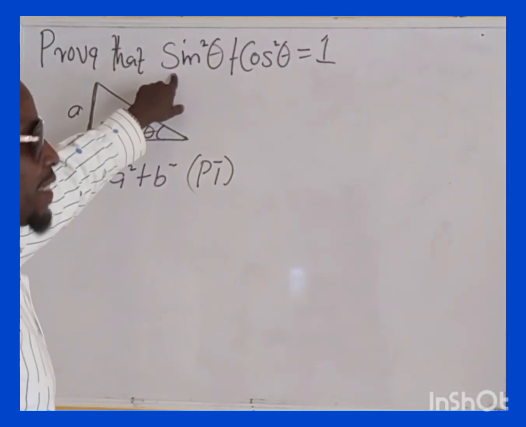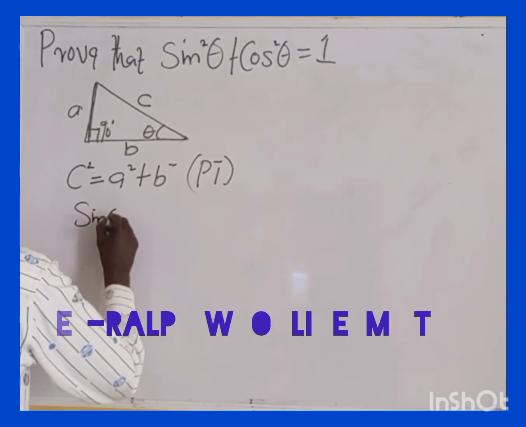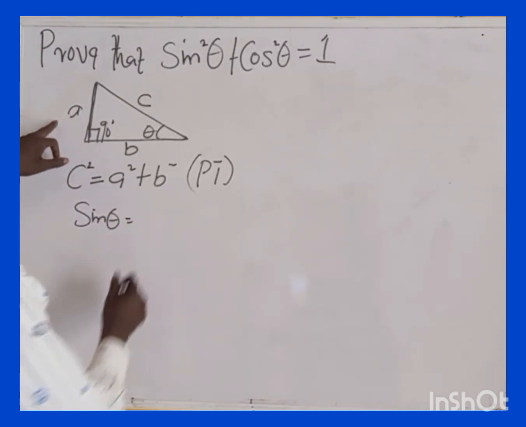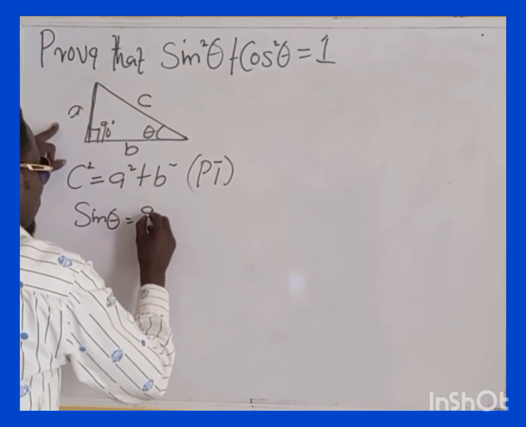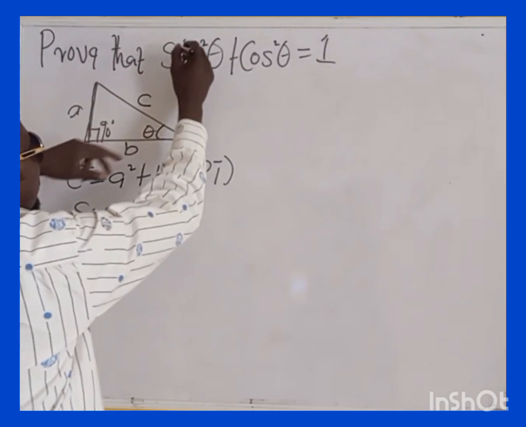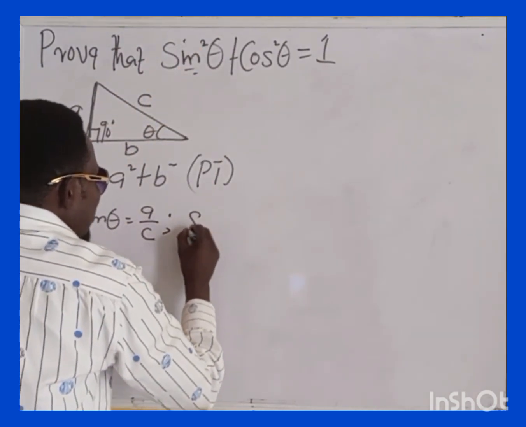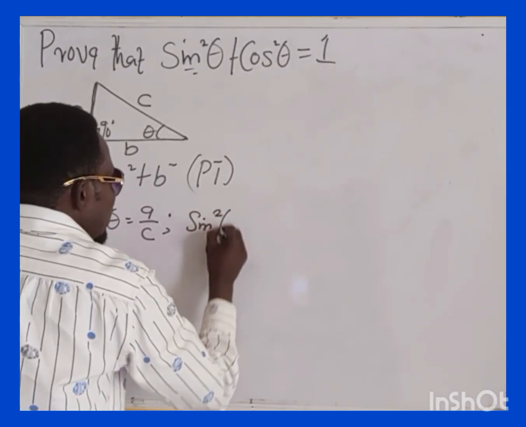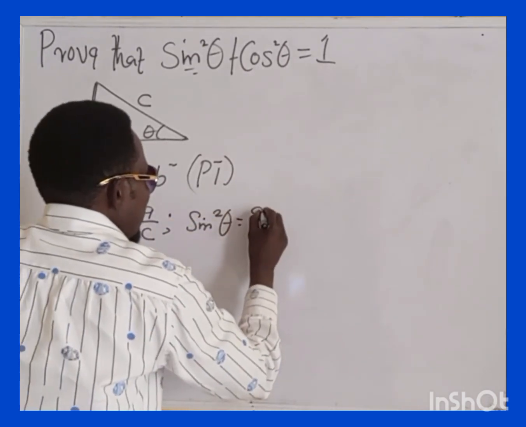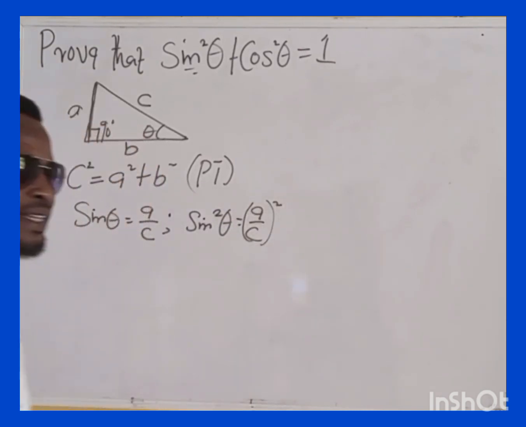Now with this, you go back to this triangle. You now find sin theta first. What is our sin theta? We have sin theta equals opposite, which is A, over hypotenuse, which is C. But we want sin square theta. So from this we have sin square theta equals A over C, then you square. So no magic in that.